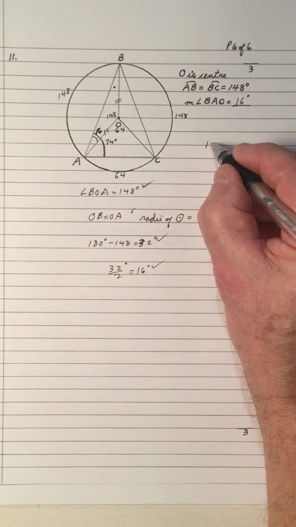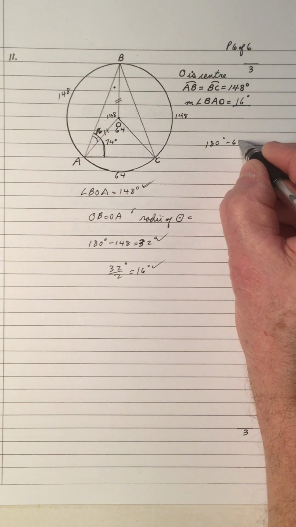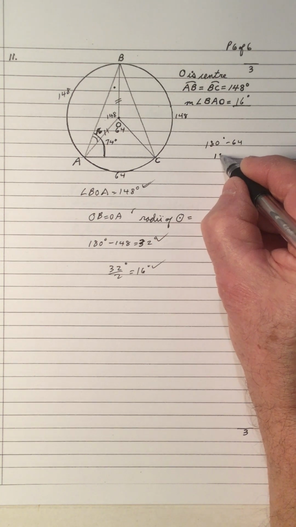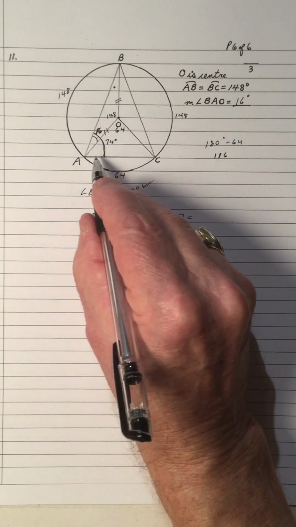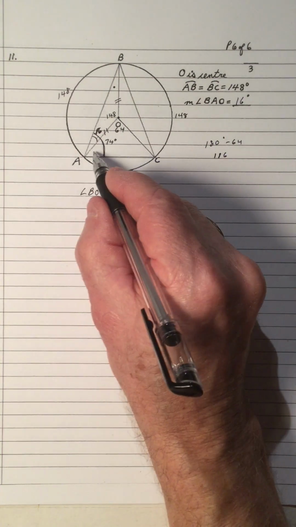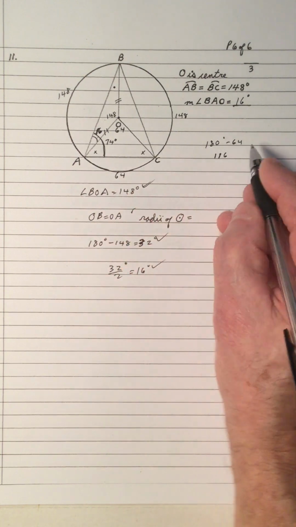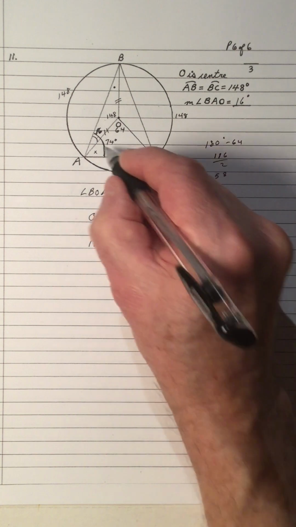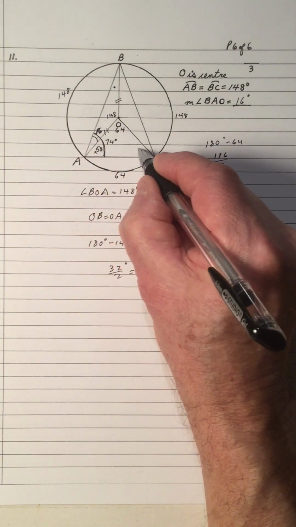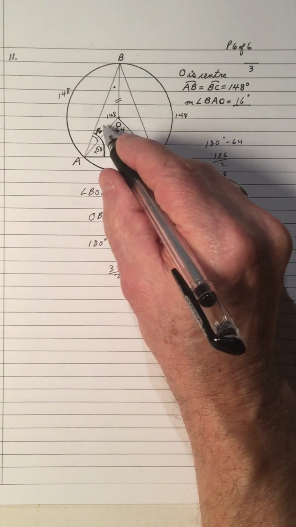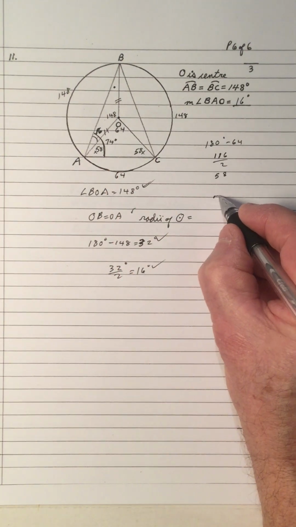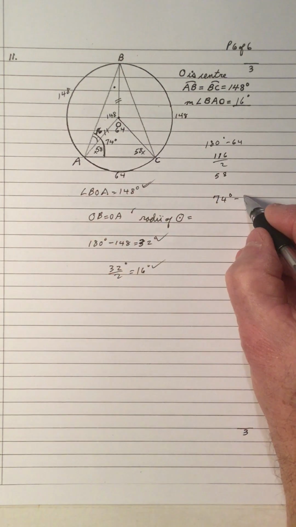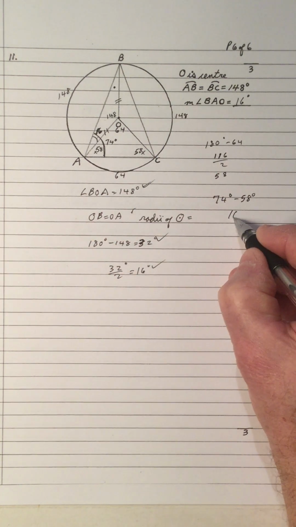And so 180 minus the 64 gives us 116. So that means these two angles add up to 116, this one and this one. So a half of that gives me a 58. So this is 58, this is 58. And so the large angle right here is 74. And you subtract 58 and you get 16.